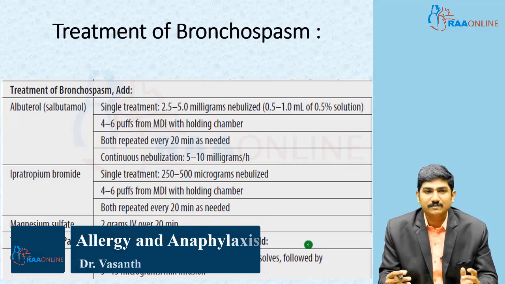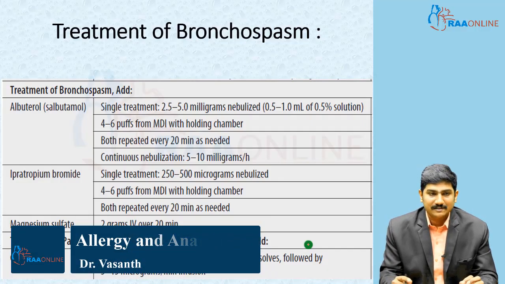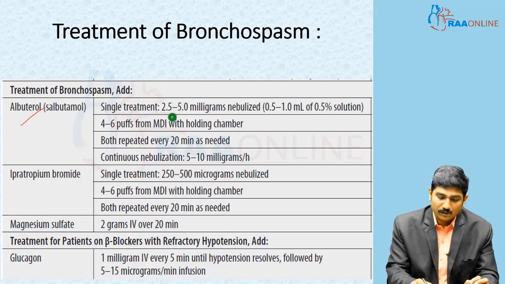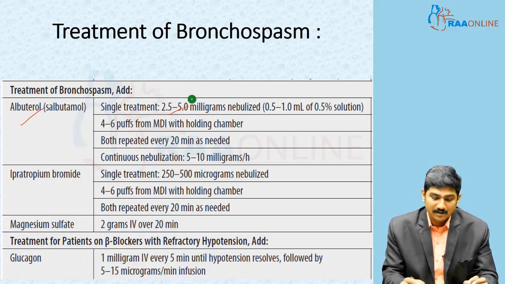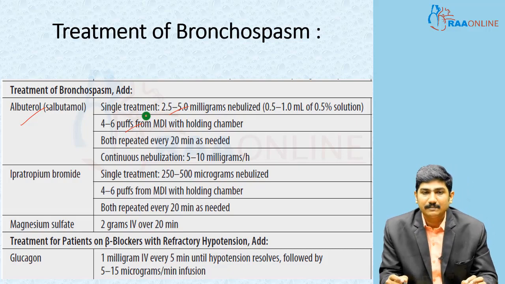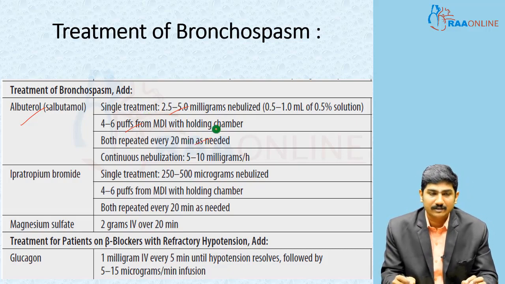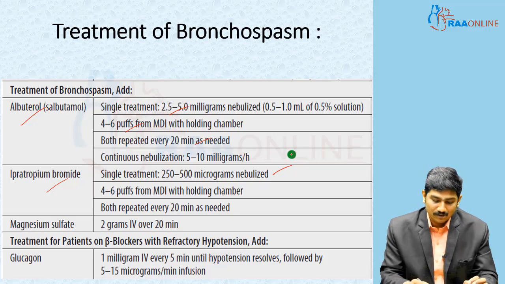So treatment of bronchospasm. In treatment of bronchospasm, you need to give nebulization. That is your albuterol, 2.5 to 5 milligrams nebulized, or 4 to 6 puffs by metered dose inhaler. You can repeat it every 20 minutes as and when needed. Next is your ipratropium bromide, around 0.5 mg, that is 500 micrograms nebulized, or 4 to 6 puffs through the MDI. You can repeat that as well every 20 minutes.